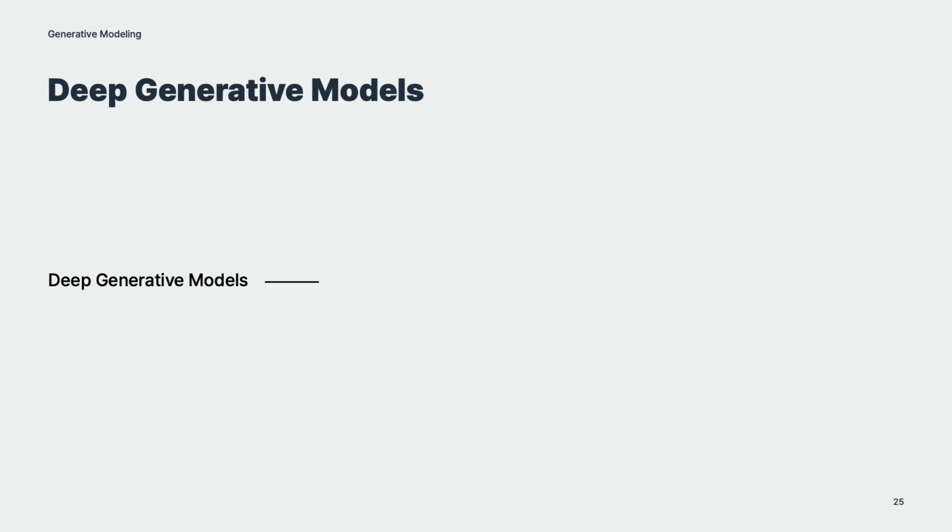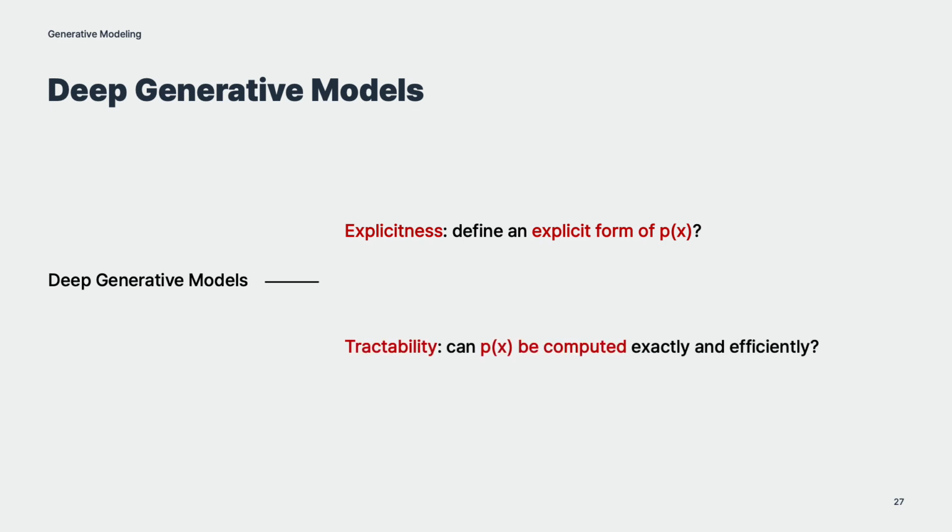Generative models that use deep neural networks can be categorized based on their taxonomy. Specifically, we can classify them according to two key properties. The first is explicitness. This refers to whether the generative model attempts to represent the data distribution P of x in an explicit mathematical form. The second is tractability. That is, whether this P of x can be computed exactly and efficiently.